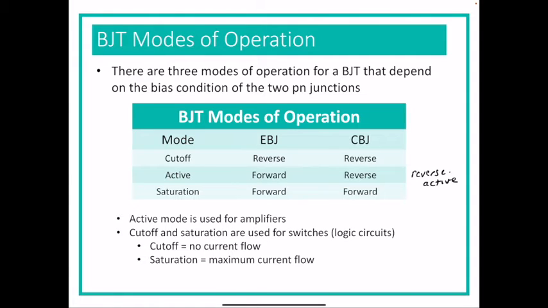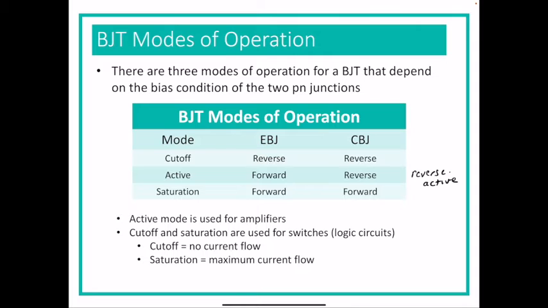So active mode is what you have to use if you have an amplifier. And then cutoff and saturation, since they're kind of opposites of each other, are actually used as switches sometimes. At cutoff, there is no current, and at saturation, there's maximal current.